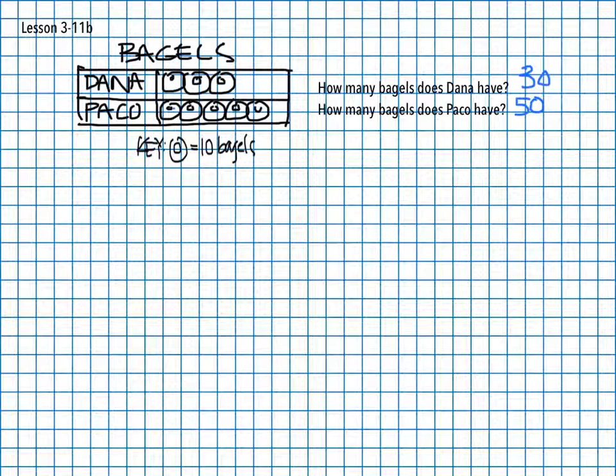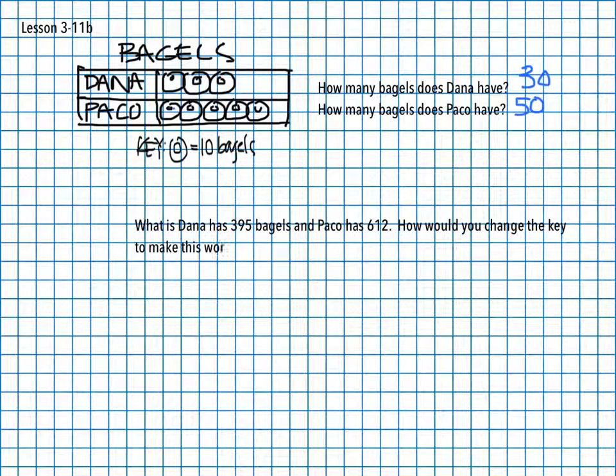Let's say now that we want to alter this problem. Now, instead of having 30 bagels, what if Dana has 395 bagels and Paco has 612? How would you change the key to make this work? That being said, how would the pictograph change, if at all?